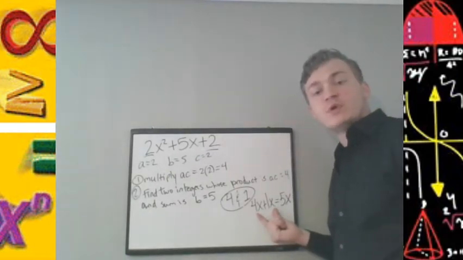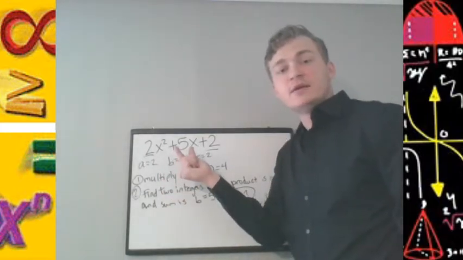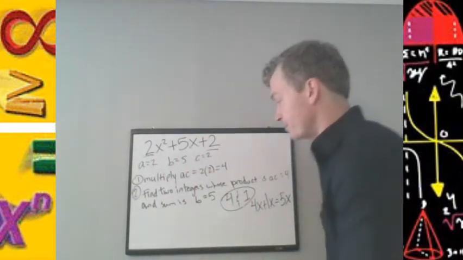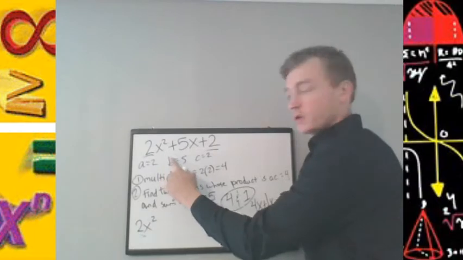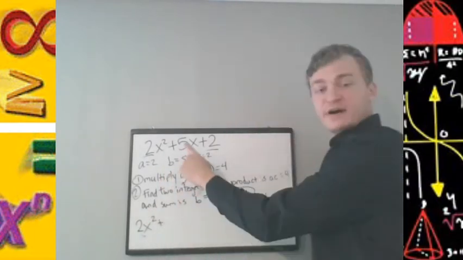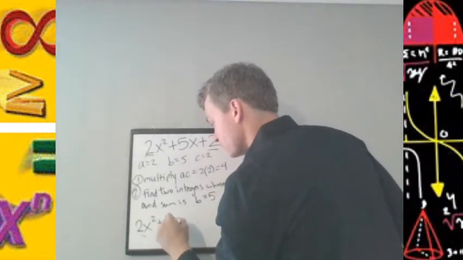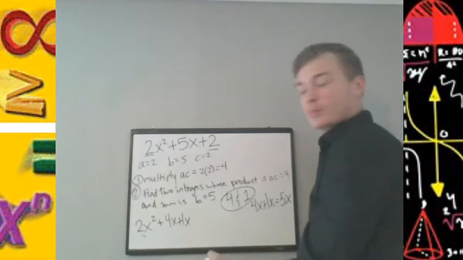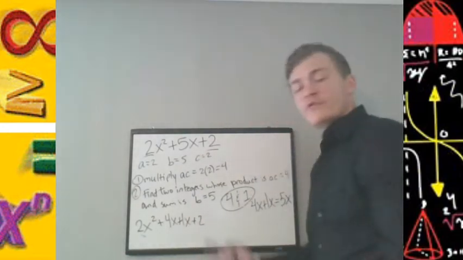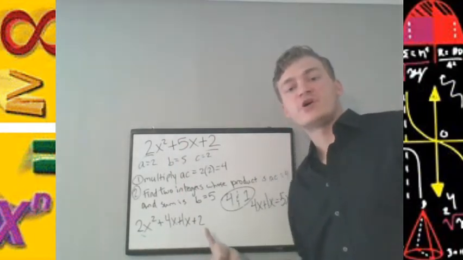This 4x plus 1x, because it represents 5x, we are going to substitute this in to our trinomial. Two x squared plus, what is 5x? 5x is 4x plus 1x. And then we're just going to write now our plus 2. So we've rewritten our trinomial as a 4-termed polynomial.